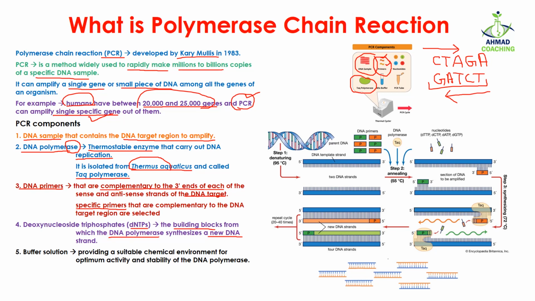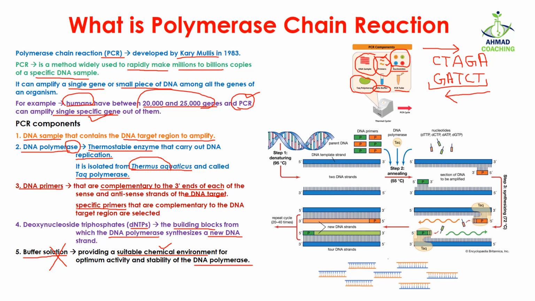So here we have our nucleotides. We have 4 nucleotides: adenine, guanine, cytosine, and thymine. And the fifth one which we require is the buffer solution. The buffer solution is going to provide a suitable chemical environment for the optimum activity and stability of the DNA polymerase. For example, if all these things are present but the buffer is absent, the reaction will not take place, because we have to provide all these things a suitable chemical environment so that they can work. So in the PCR tube, we will add our buffer mix.